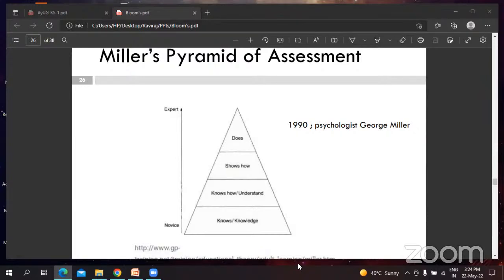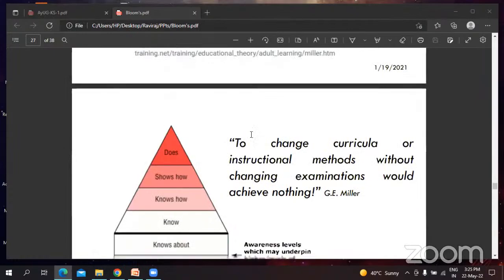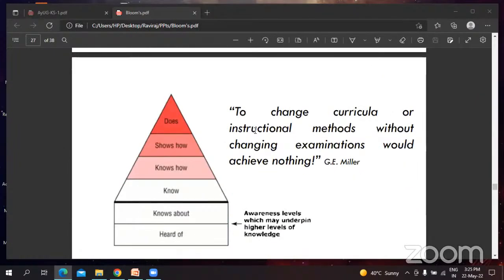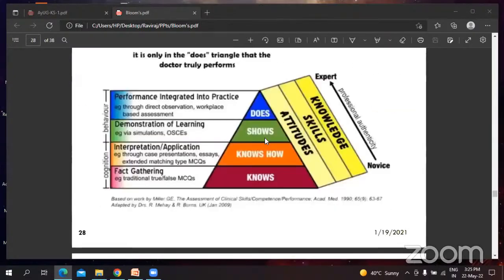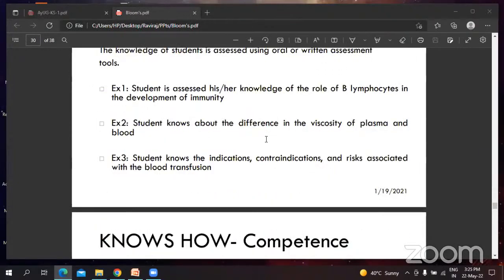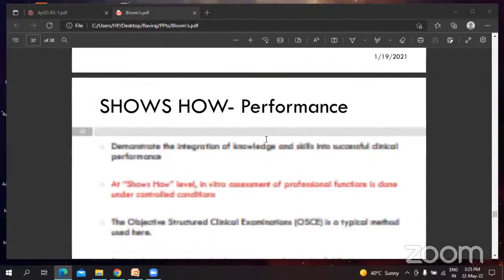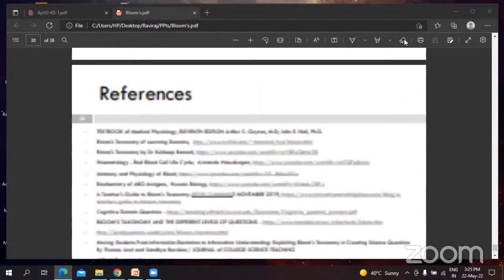Is this okay? So what are the 4 steps in Miller's pyramid? First is Knows. Second is Knows how. Third is Shows how. And fourth is Does. So knows, knows how, shows how, and does. Knows is knowledge. So we'll now go directly to the syllabus.